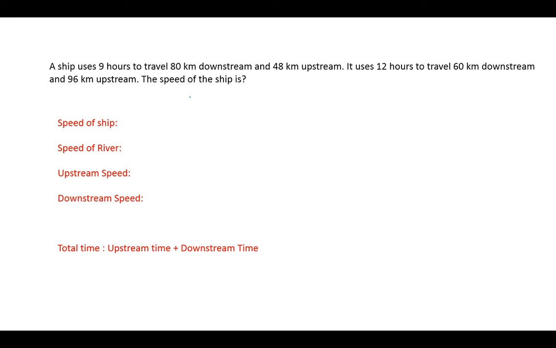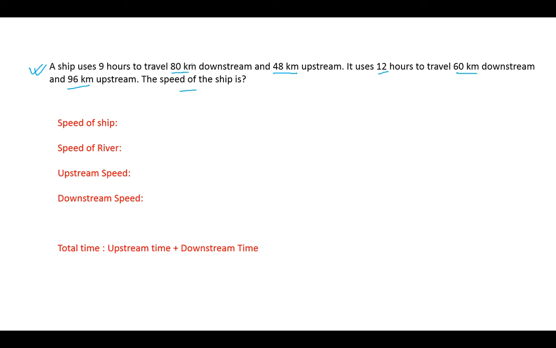Okay, so for example, look at this question. We have that a ship is basically using 9 hours to travel 80 kilometers downstream and 48 kilometers upstream. But if we change the distances, for example, if it travels 60 kilometers downstream and 96 kilometers upstream, now it is taking 12 hours. So, what is the speed of the ship?